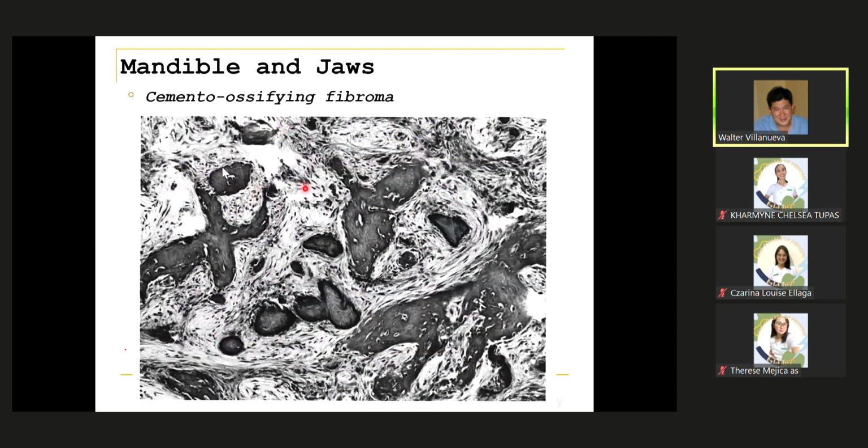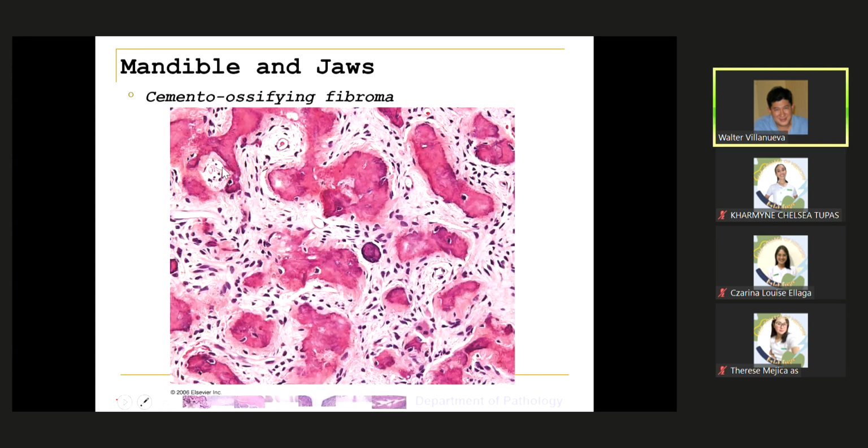Okay, in contrast to your cemento-ossifying fibroma, there's a rim of osteoblasts right here. Well, it's better seen in higher magnification. No, there's a solitary osteoblast. Where else? I'll show you better ones in the lab. There's one right here also.